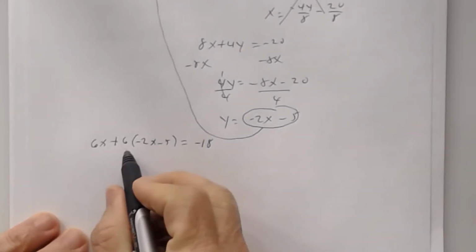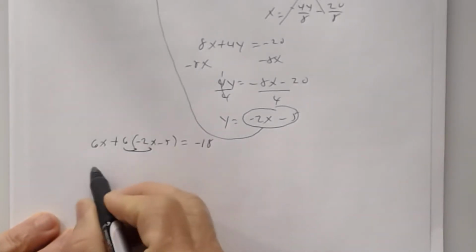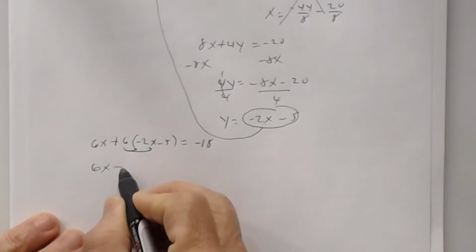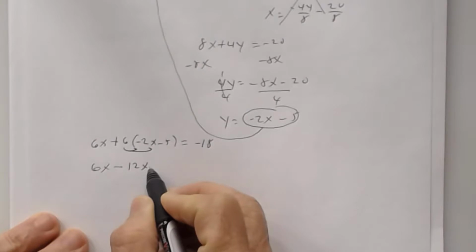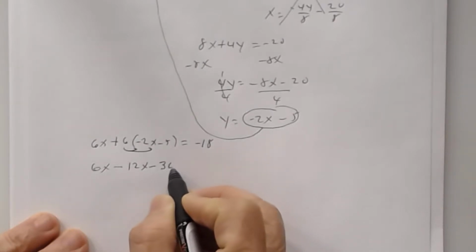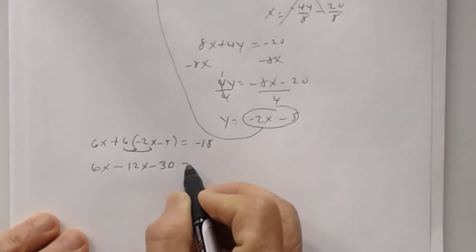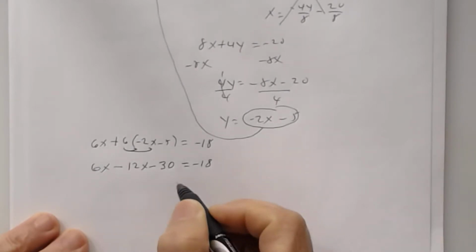Okay, what's the next step? Distribute. So I get 6x minus 12x minus 30 equals negative 18. Next step.